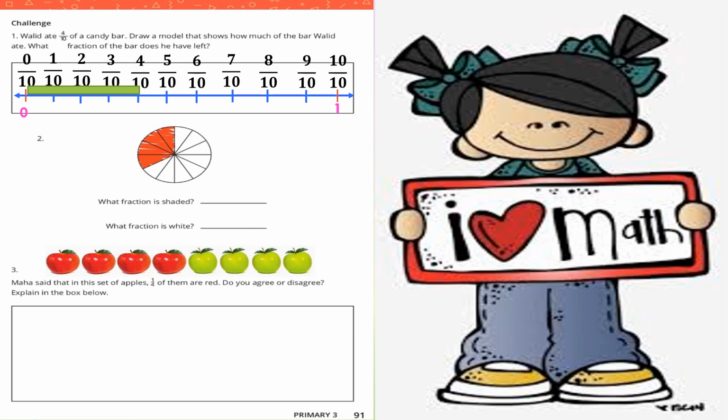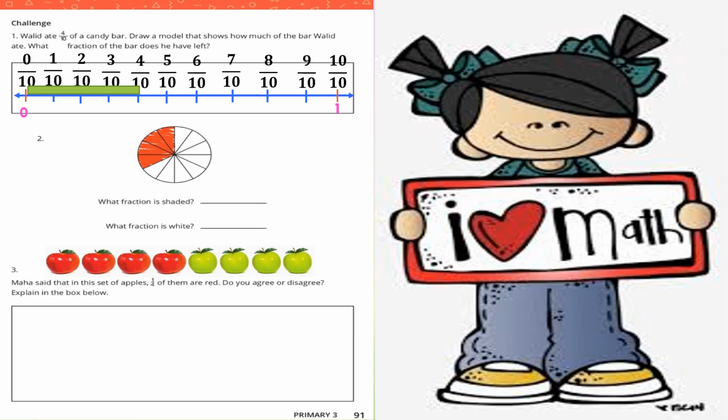Here, he asked me another question. What fraction of the bar did he leave? Walid has 10 parts. Okay, he ate 4 parts. How many parts did he leave? Left means what? Left means minus. So make 10 minus 4 equals 6. So the parts Walid left are 6 parts.